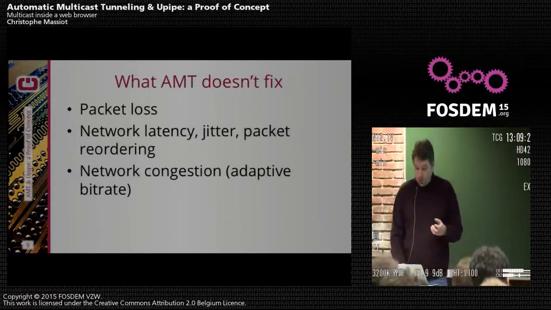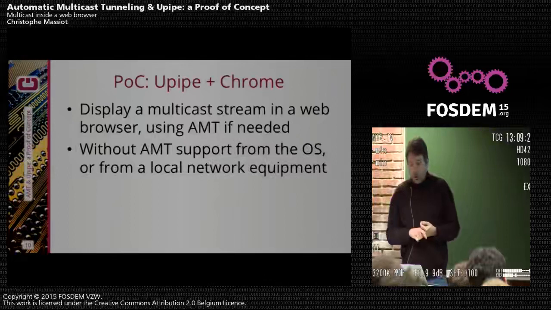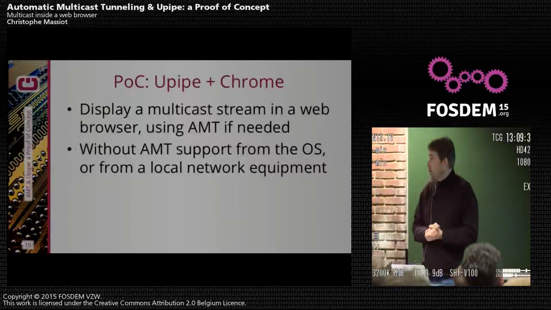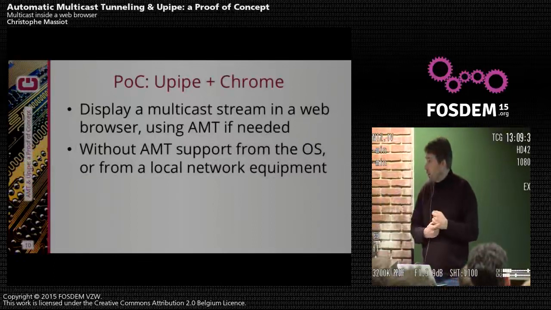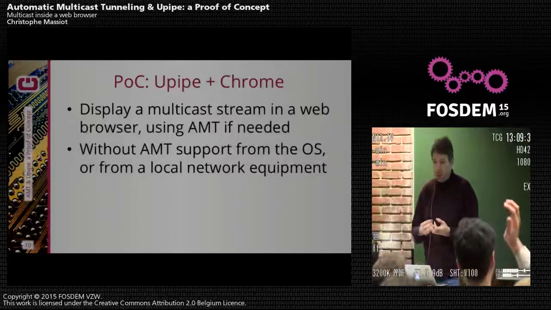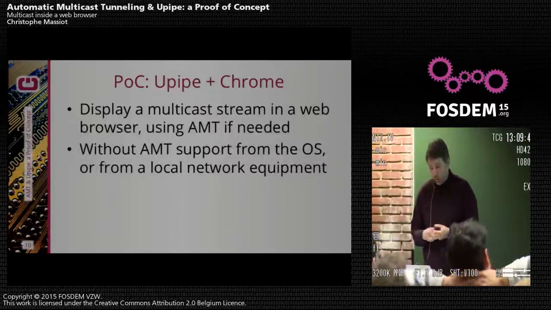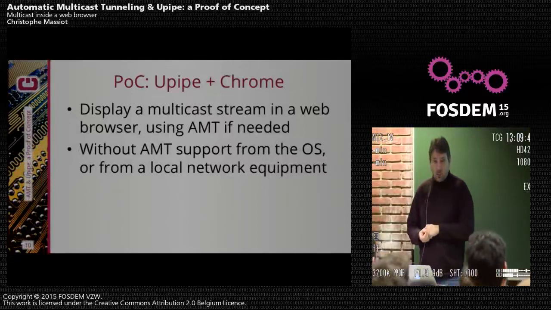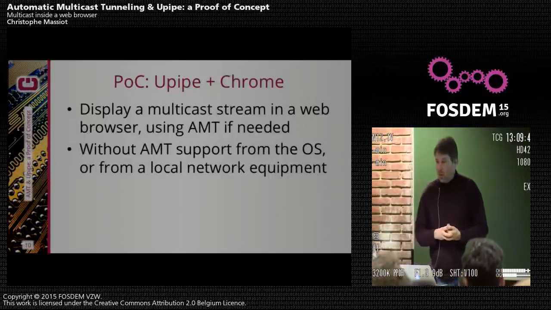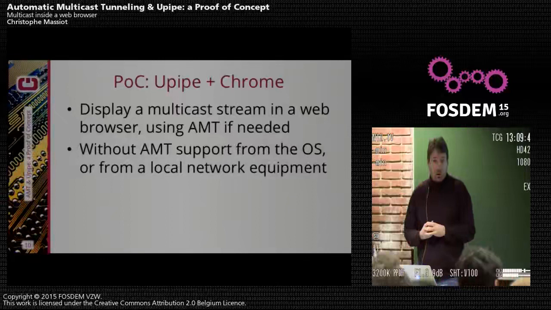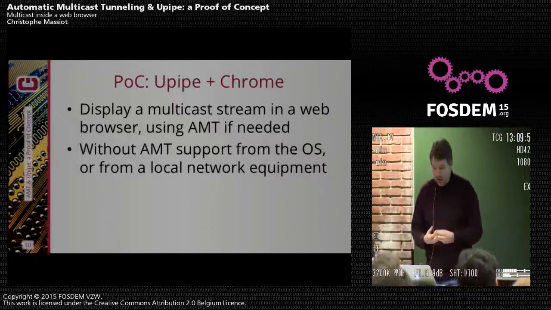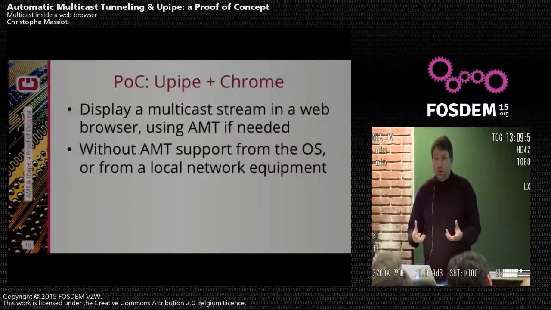So now I turn to the proof of concept that we've done to demonstrate the technology. It's a proof of concept that we did with the EBU, which is hosting the servers that we use. Cisco has also provided a router, and OpenIDN, my company, has provided a streamer and some code. The proof of concept was to display a multicast stream in a web browser using AMT, switching to AMT if needed, without having AMT support in the OS or in the network, because that would be cheating.